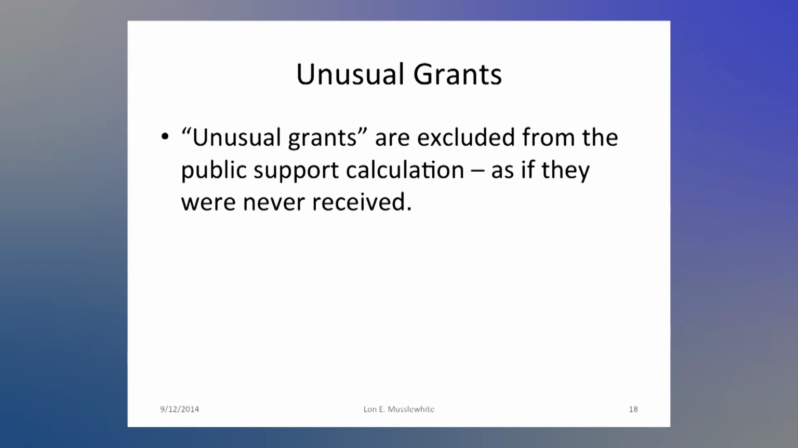Now let's look at one other way in which you can perhaps circumvent the public support test by excluding certain grants from your fraction entirely. They do not appear in the numerator or the denominator. These are referred to in the regulations as unusual grants, and they mean essentially what they sound like.